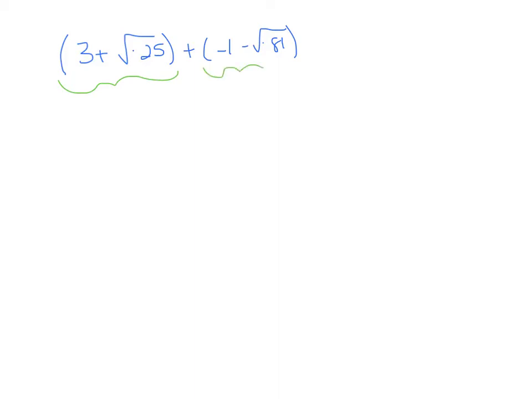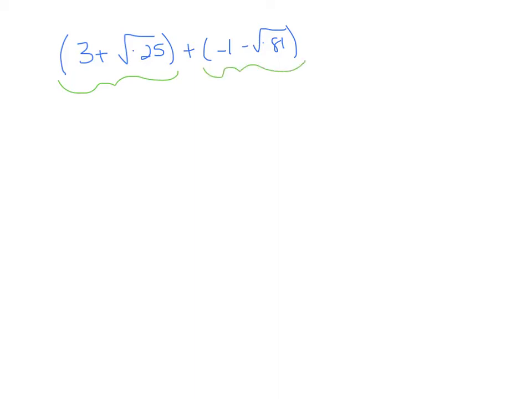So from the textbook, the exercises on page 111, we're going to look at exercise number 23b. It talks about adding and subtracting complex numbers. So we get 3 plus the square root of negative 25, and we are going to add to it negative 1 minus the square root of negative 81. What we first want to do is realize that the parentheses are there to show us we're adding this complex number to this complex number.